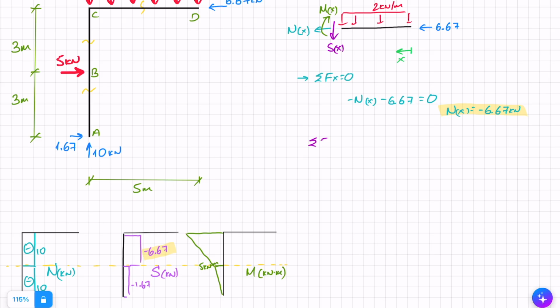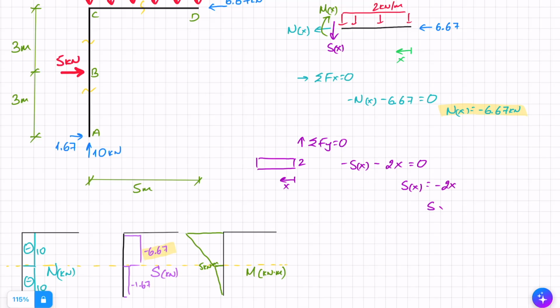Looking now at the sum of forces in the Y direction equals 0, I've got minus SX and also the UDL, minus 2 times X. That is because the force is the area, and the UDL is 2, so it's going to be 2 times whatever the X is, and that equals 0, so S is minus 2x.